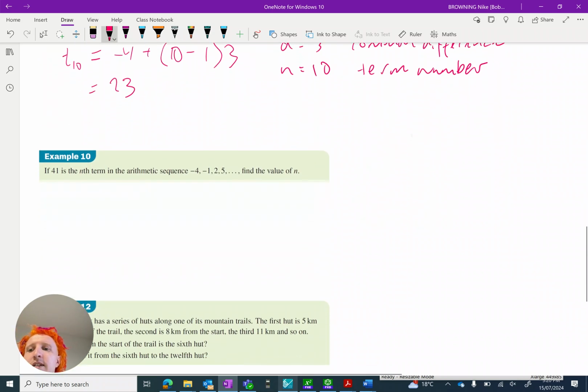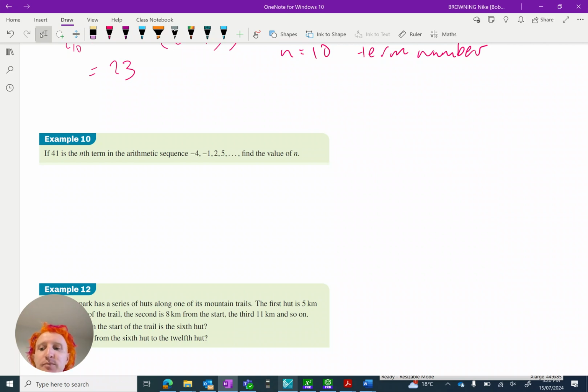Alright, our next example. If 41 is the nth term in the arithmetic sequence -4, -1, 2, 5, which is the same as the last one, find the value of n. So we can chuck in all we know. We know that Tn is 41. We know it'll be of the form a, which is -4, our first term, plus n minus 1, times d, which is still 3 from before.